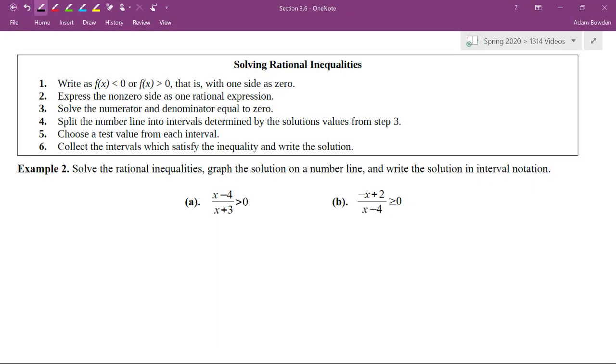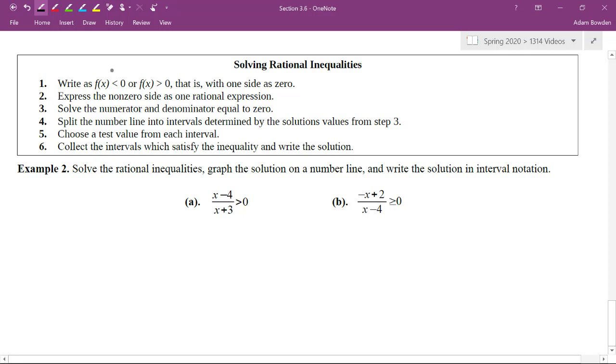Now the other kind of inequality that we're going to look at are the rational inequalities. This is where we have the numerator and denominator going on. Most of what we're going to do looks similar to what we were doing with polynomials, but there's one extra step added in because of the numerator and the denominator. So let's walk through the general steps.